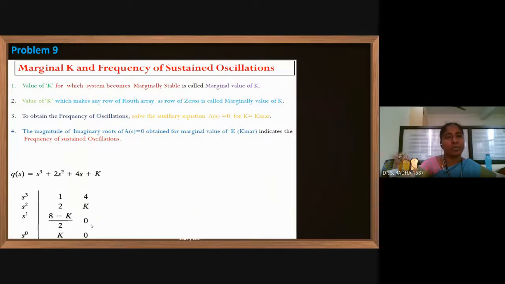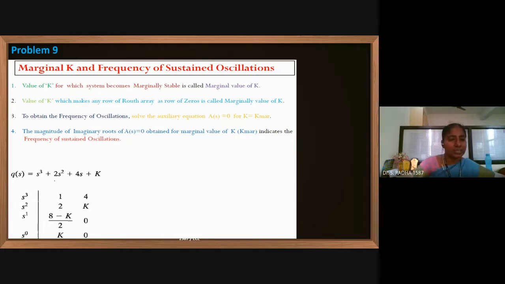Model, a separate model in RH table. One is RH table, first column, number of sign changes we have to check. Second model, only first element 0, we will assume as epsilon. Third model, marginal k value and frequency of sustained oscillations, where we will get a complete row of zeros.